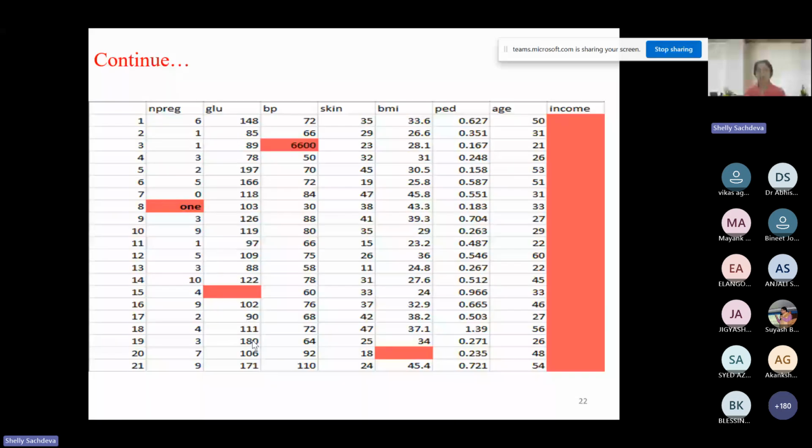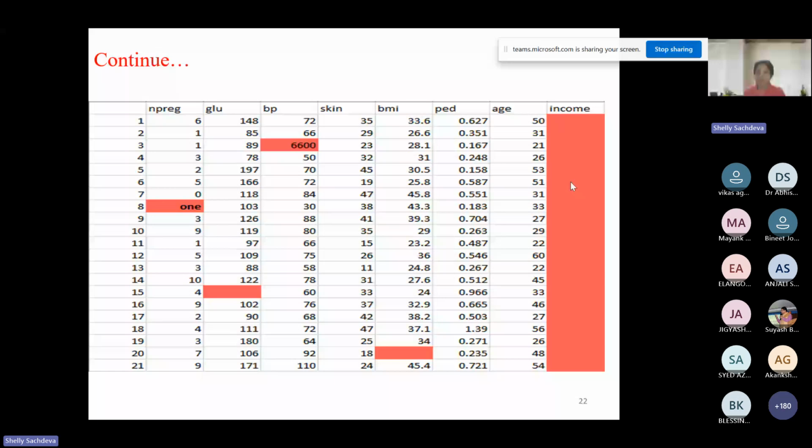If you see NPREG, it's a numeric one, but at this particular place, it's written ONE1, right? For glucose, you see this is blank, right? For BP, you see it's 6600. For BMI, it's blank, right? So handling null values. And then there is something called income, but that income is blank. Income is not having anything. Income is just blank. So does income have any relation to diabetes prevention, right?